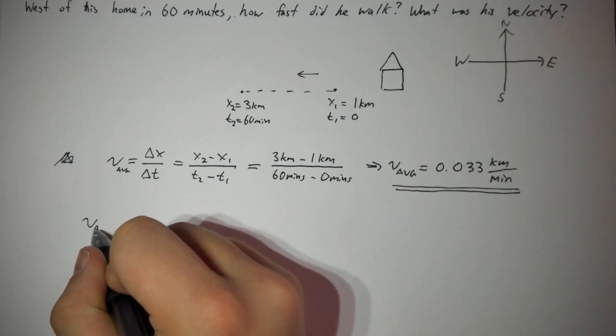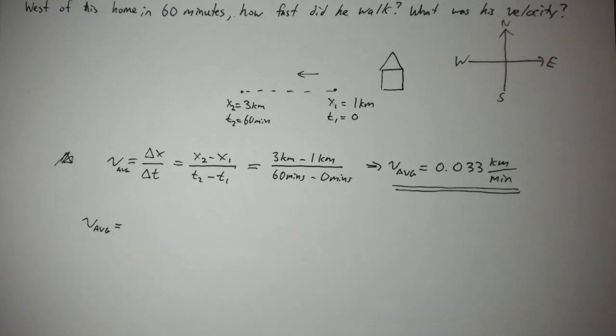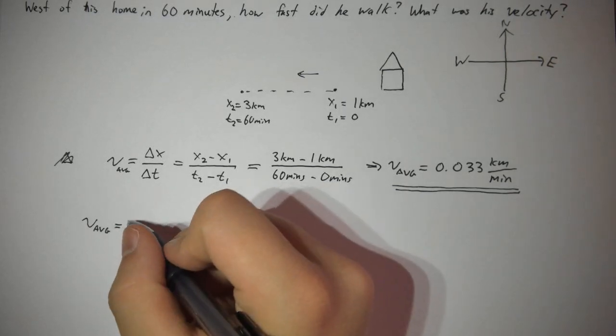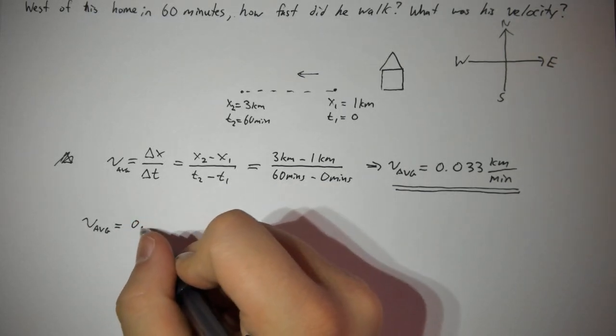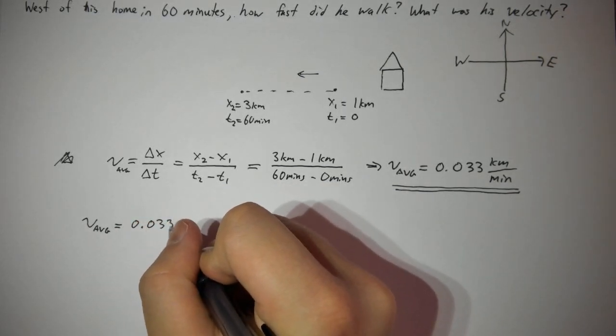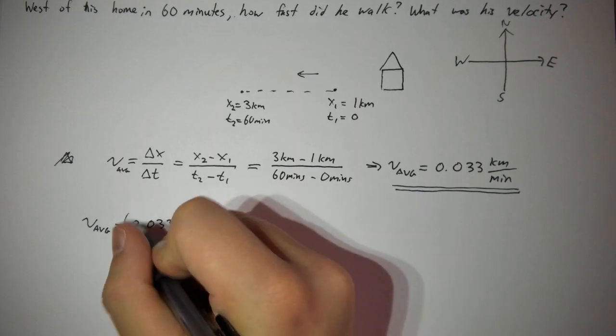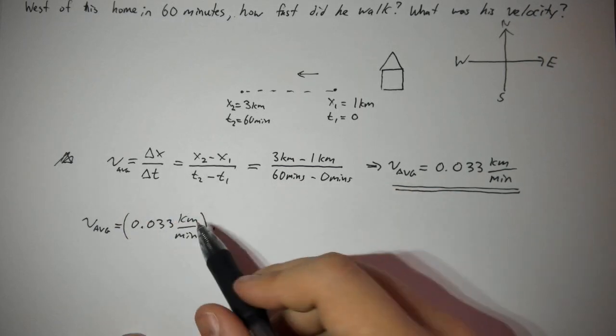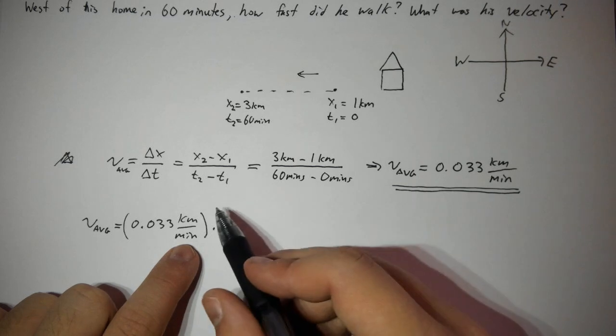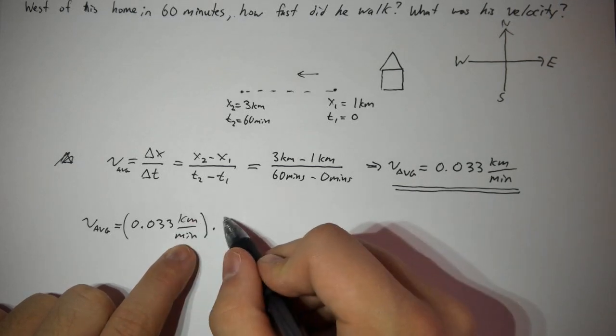So let me do that. And I did a video on how to convert units a while ago. It's in the Introduction to Physics playlist, but I'll do it here step by step. So 0.033 kilometers per minute. So we want to convert minutes to seconds. I'm going to convert this to meters per second.